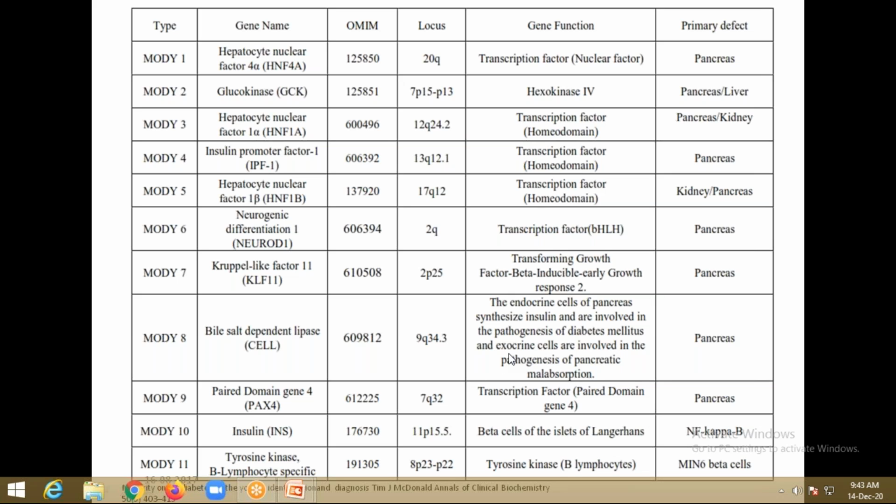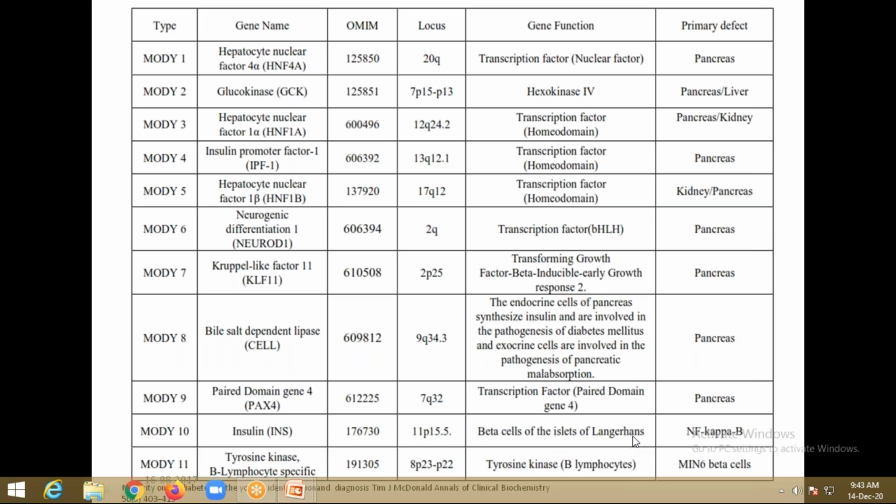And then endocrine cells of the pancreas synthesize insulin and are involved in the pathogenesis of diabetes mellitus, and exocrine cells are involved in the pathogenesis of pancreatic malabsorption. That is MODY 8, and the pancreas is obviously involved. And paired domain gene 4, PAX4, is MODY 9, and it is also a transcription factor. And here also the pancreas is involved. MODY 10 is insulin.